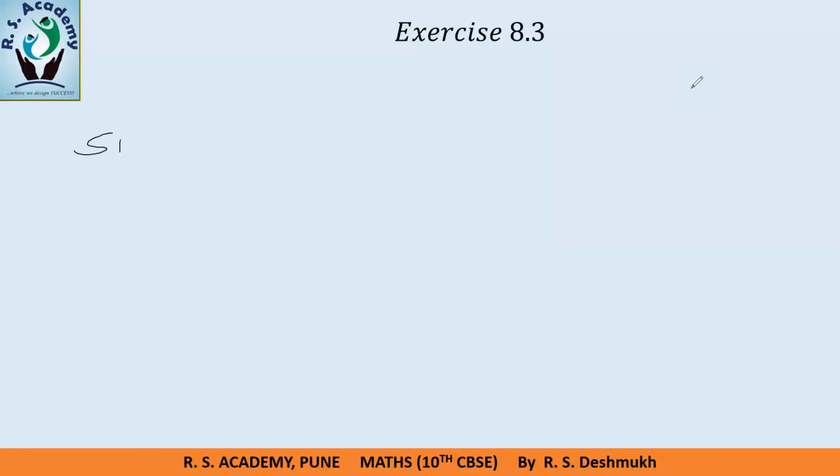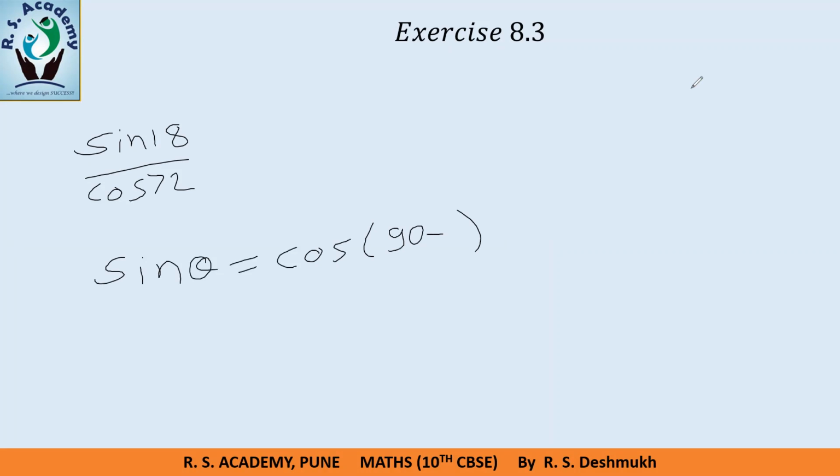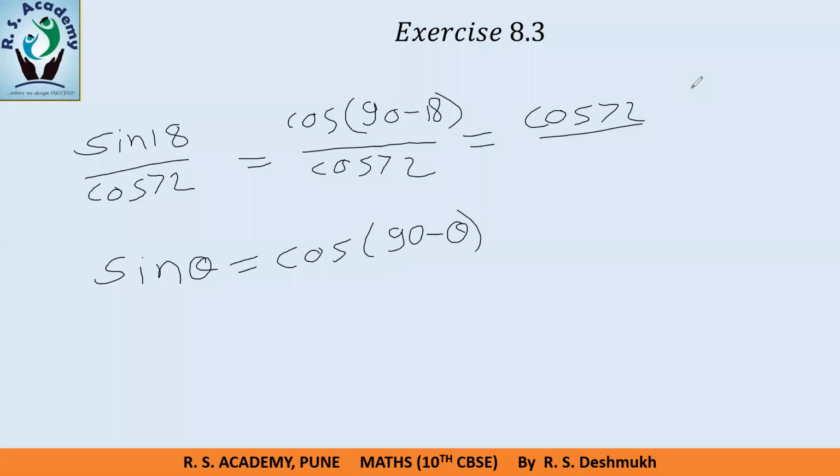First one is sine 18 upon cos 72. I will convert either 72 into 18 or 18 into 72. So I know that sine theta is equal to cos of 90 minus theta. So whenever I convert, it is cos of 90 minus 18 upon cos 72. So both numerator as well as denominator will become cos 72, and hence they will get cancelled and I will get answer 1.